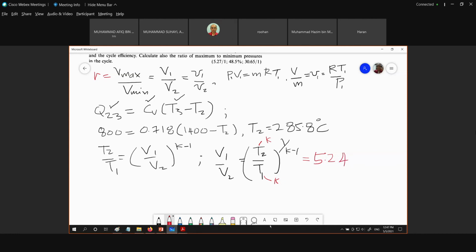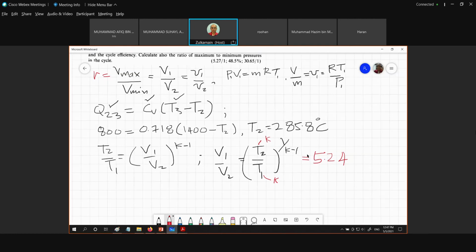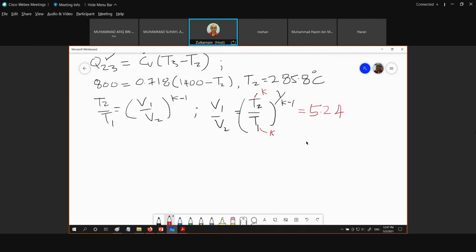Next, cycle efficiency. When we have the compression ratio, then it's easy to get the cycle efficiency, which is the Otto cycle efficiency, which is 1 minus 1 over r^(k-1). So you can get the Otto cycle efficiency.